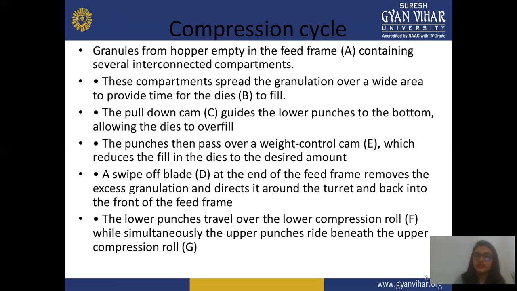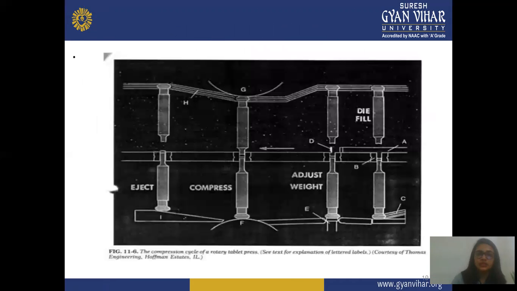Next is the compression cycle. In the compression cycle, there are different steps of how this compression takes place. According to this, the first step is valves from the hopper and feed frame A containing several interconnected compartments. It means when you put your compound or your granules or your ingredient in the hopper, it passes to feed frame A, and after interconnection of these compartments, these compartments spread granulation over the die area to provide time for the die to fill, to the B. There is one diagram, you can see this, then we discuss.